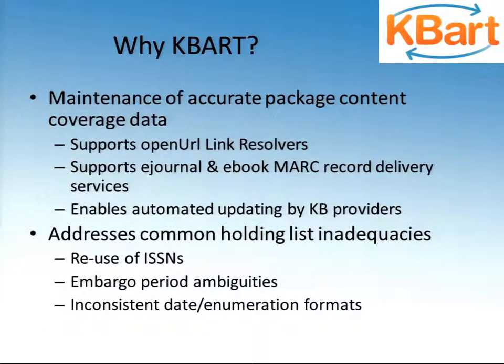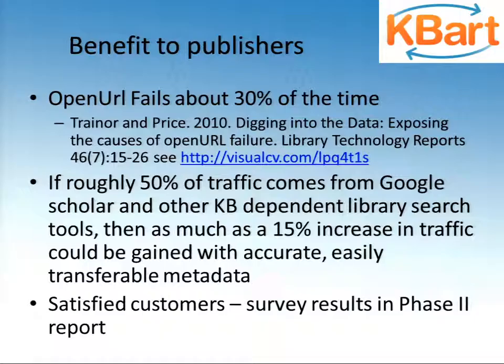So it addresses, or attempts to address at least, some common holdings list inadequacies: reuse of ISSNs on titles that have changed, embargo period ambiguities, inconsistent date and enumeration formats. All those things can be really hard to fix when you're trying to bring the data in. And so it says, this is the way we think this is best done. Please do it this way.